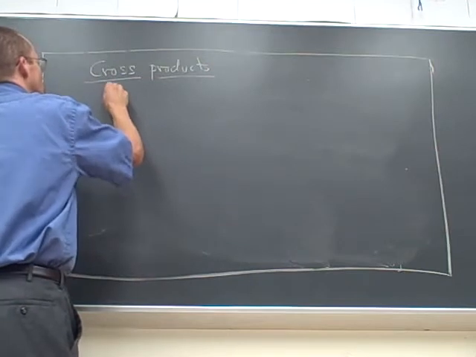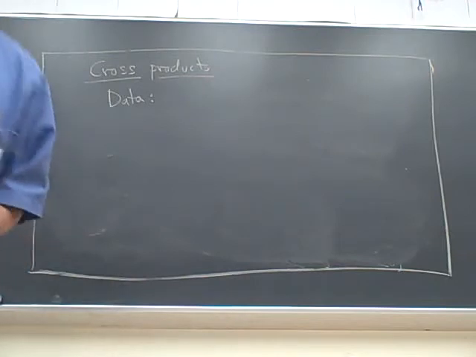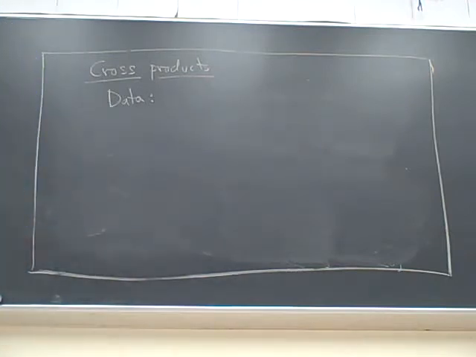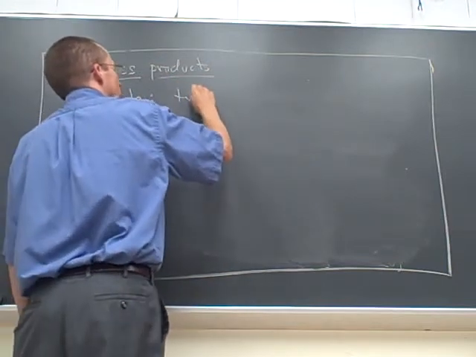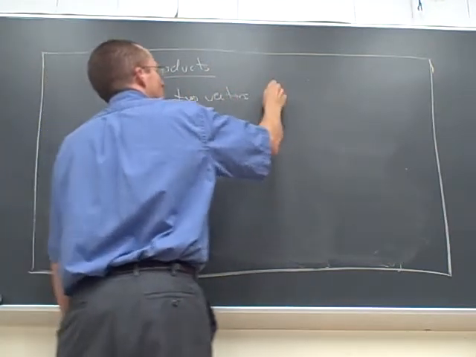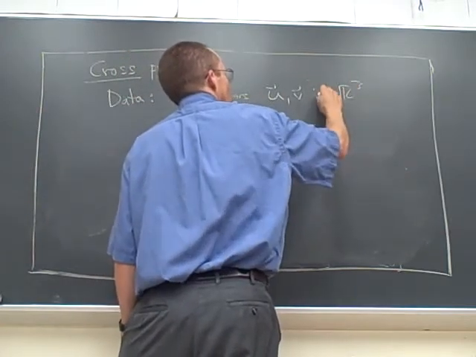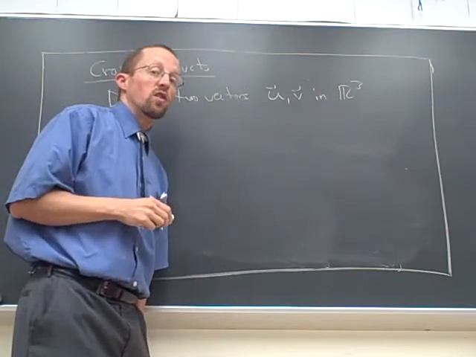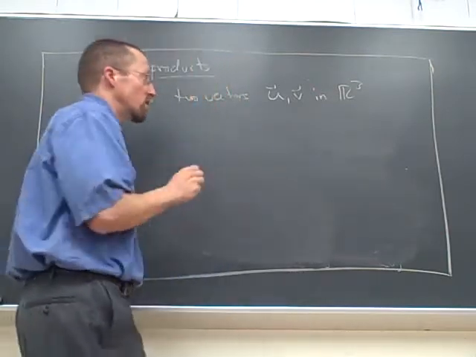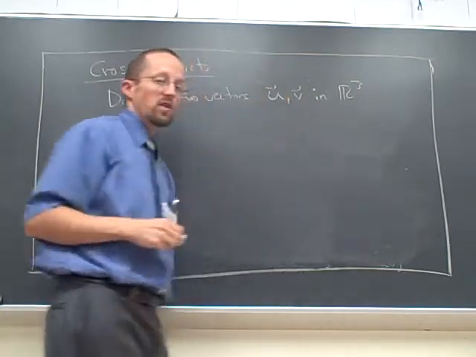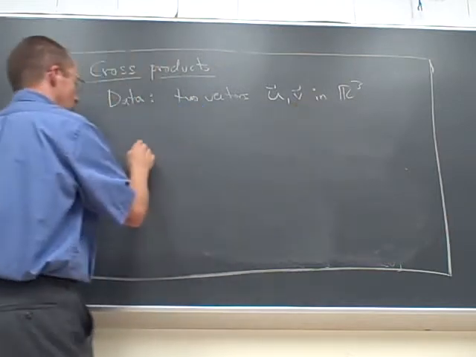So here's the data that we have. Okay, the data that we have is two vectors. Let's say u and v in R3. And for the first time, it's going to really matter that it's in R3. The cross product itself does not work outside of R3. There are similar ideas that work in any dimension, but they're more sophisticated than we want to do. So there are two vectors in R3.